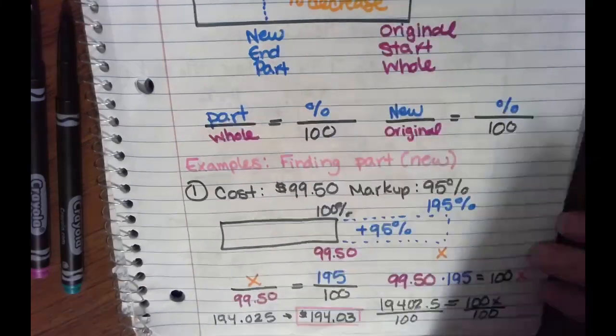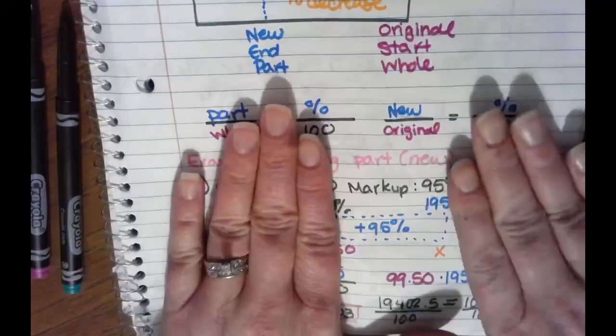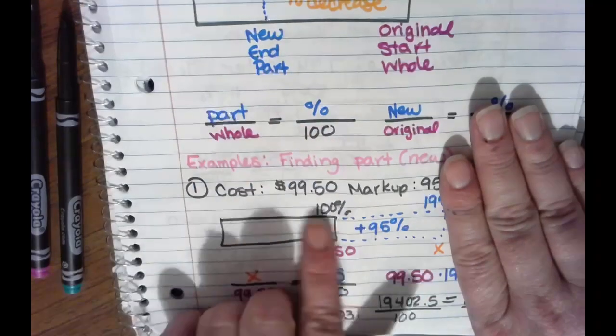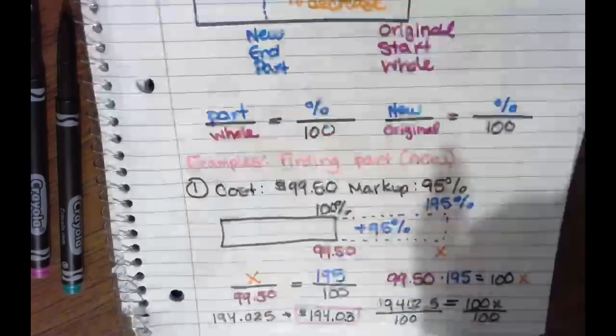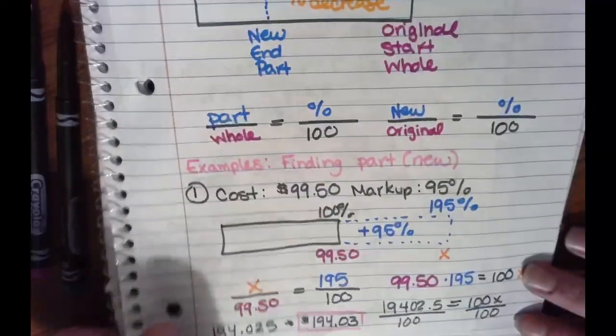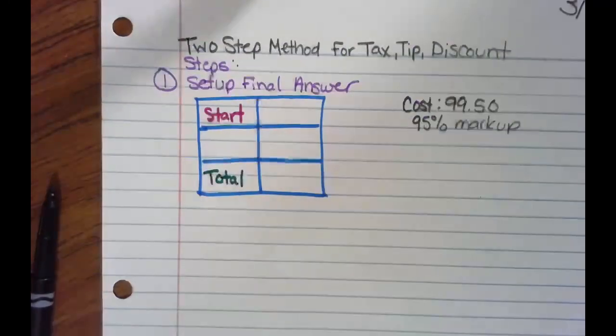But this time what we're going to do is say, okay, 100% is $99.50. What is 95%? And then we're going to add those two together. We're going to add the $99.50 and the 95% together to get our total amount. Okay? So we set up our final answer, and that's the first thing you need to do.